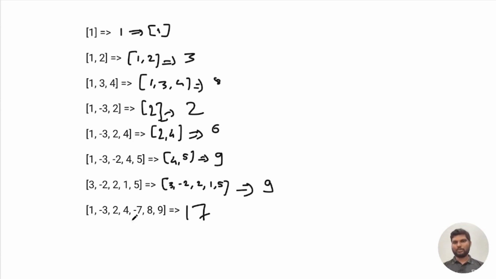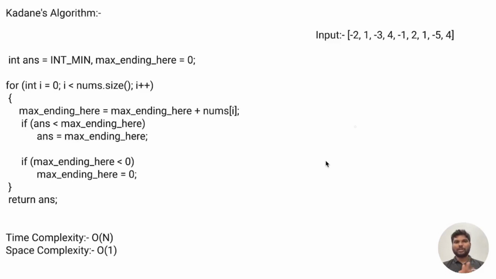Now let's look at the algorithm for this same intuition. The algorithm which we have just seen is called Kadane's algorithm. So let's look at this algorithm and let's iterate over the array to see what happens in each step. In this algorithm, we initialize two variables. First variable is answer, which we have initialized with int min. In C++, int min means the minimum integer which is possible. Then we have another variable called max ending here. This variable will just calculate the current sum in the array, and if it is negative, we will reset that sum and start with a new subarray.